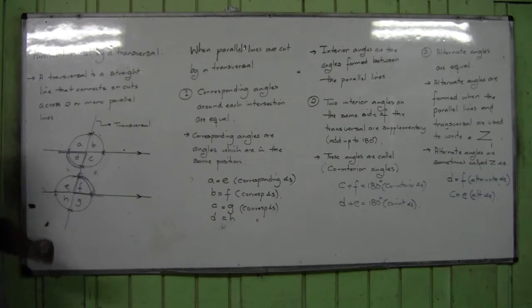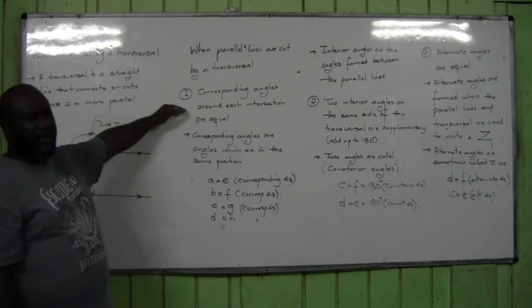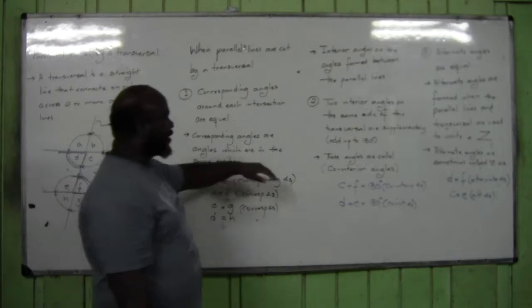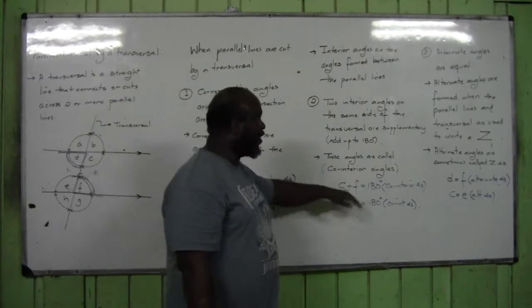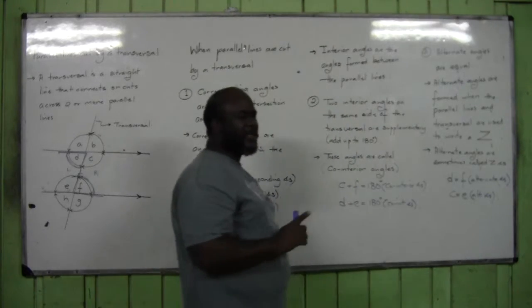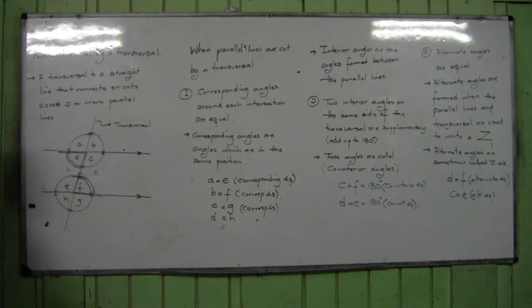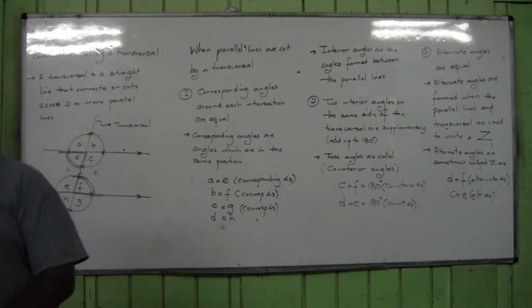But these three things do not occur unless parallel lines are cut by a transversal. If you do not have parallel lines, you cannot have corresponding angles, you cannot have co-interior angles, and you cannot have alternate angles. These three things do not occur unless parallel lines are cut by a transversal. This is the theory. Now, let us look at some questions.